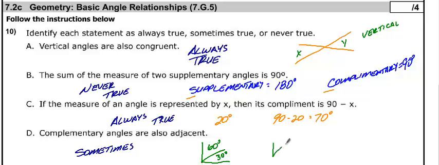But we could also have a 60-degree angle over here. And over here we could have a 30-degree angle. And since they still total 90, since that still equals 90 degrees, we would say that they are complementary. So that's a sometimes. All right, review this. Work on your definitions. Work on memorizing those definitions, because that will come up on the intervention test.